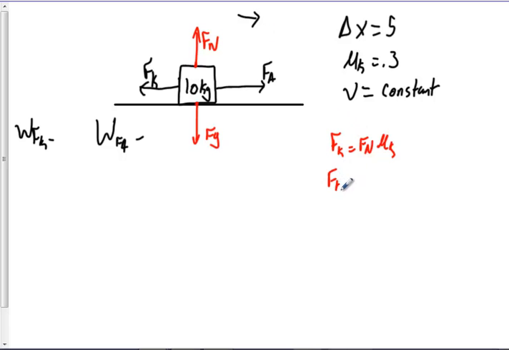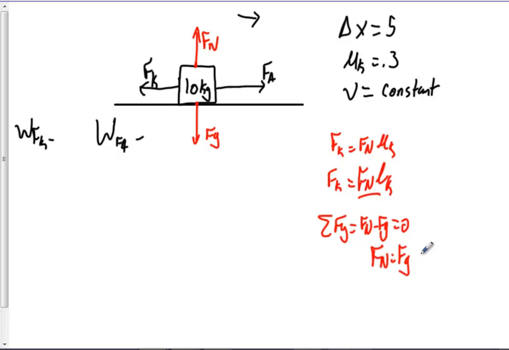So Fk equals the normal force times the coefficient of friction, but I don't have the normal force. But I do know that the net force in the y direction, which is Fn minus Fg, is 0 because this is sliding along the ground. It's not moving up or down, not accelerating up or down. So Fn is equal to the opposite of Fg, which is mass times the acceleration due to gravity, 9.8.